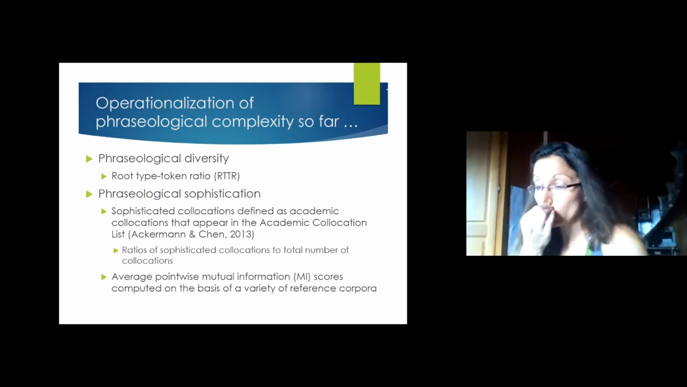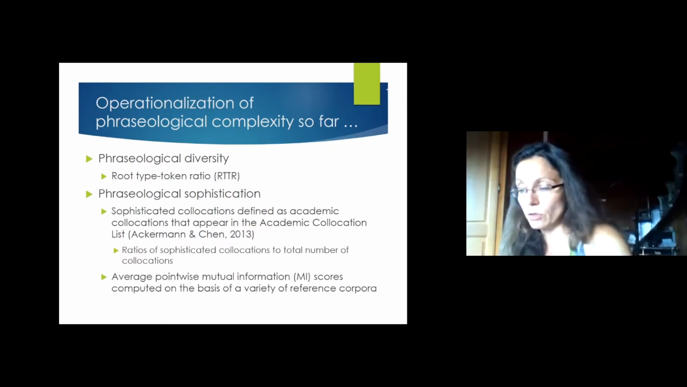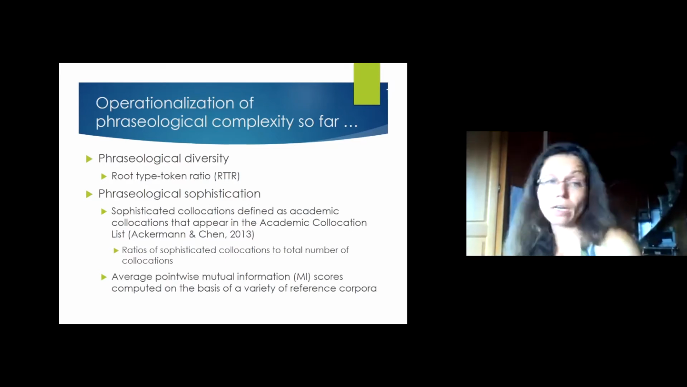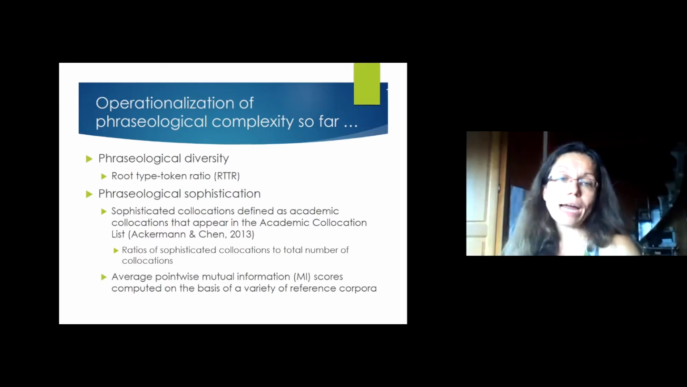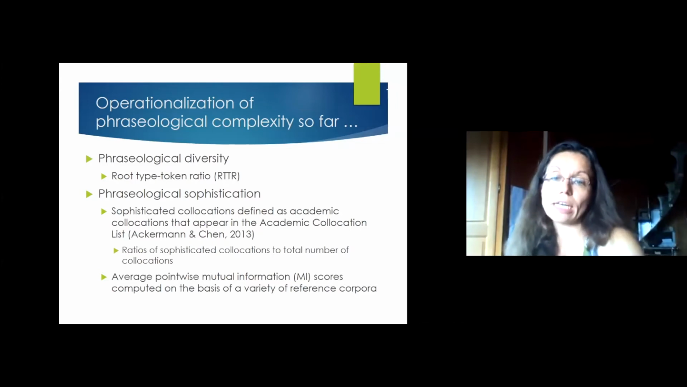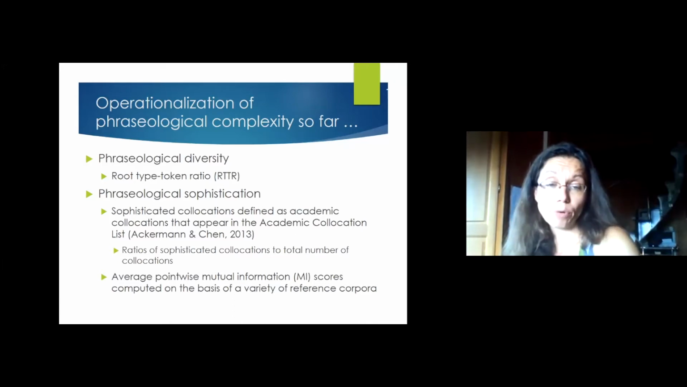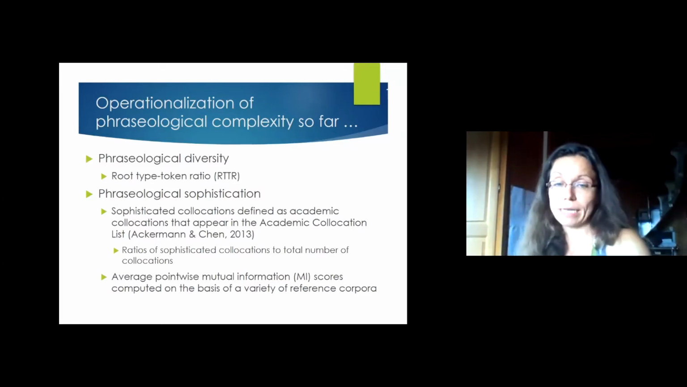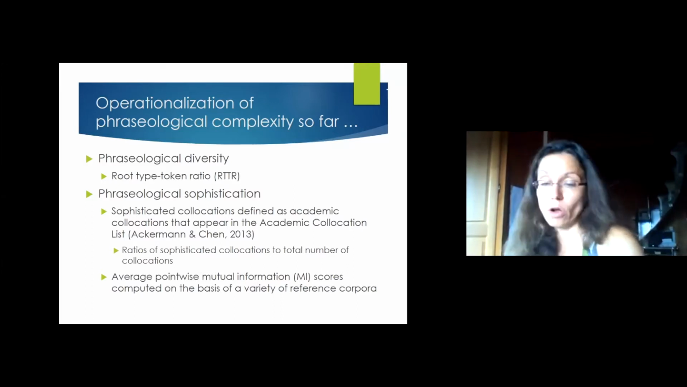And lastly, a verb-noun, a direct object relationship. So far, I've also only used root type token ratio to operationalize phraseological diversity. And to operationalize phraseological sophistication, I used two different approaches. The first one is the use of a list of sophisticated collocations defined as academic collocations as they are to be found in the academic collocation lists. And second, by means of pointwise mutual information scores computed on the basis of a variety of reference corpora.